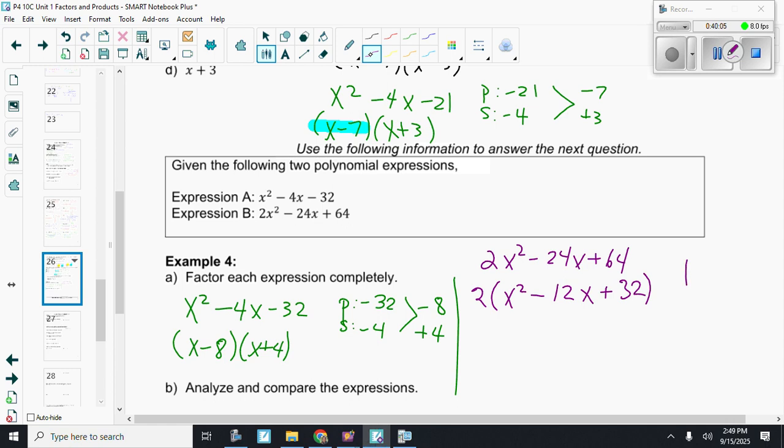Okay, that one we can do product sum. So our product is 32. Our sum is negative 12. I'll write them down here. Okay, 32.